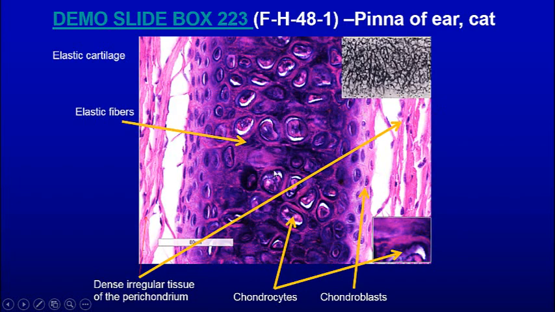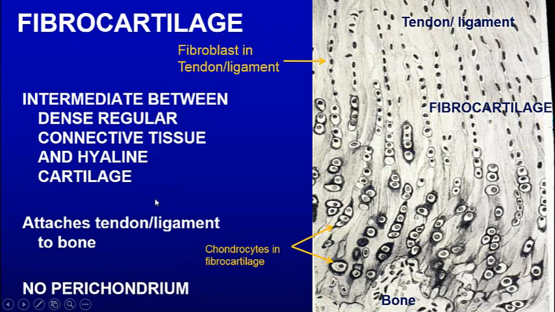This is in a cat, and we can see the chondrocytes, the chondroblasts on the edge, and we can see elastic fibers in there, and this is the perichondrium, and they're pulled apart, but it's there.